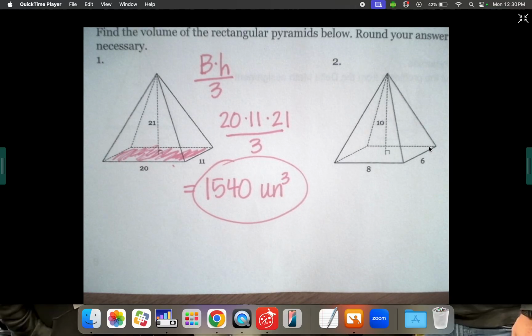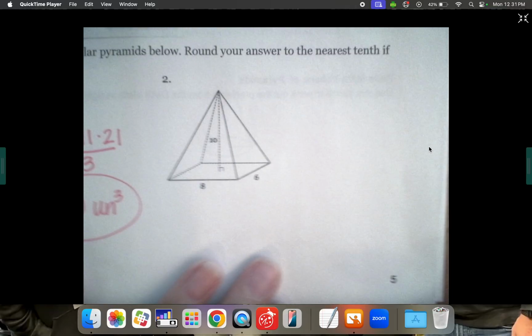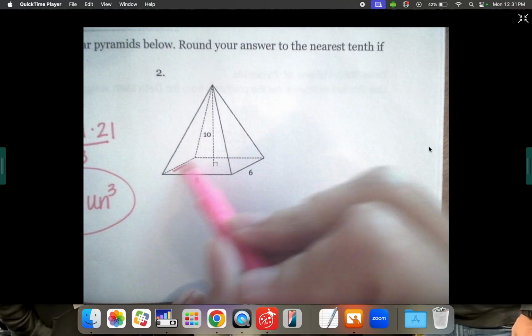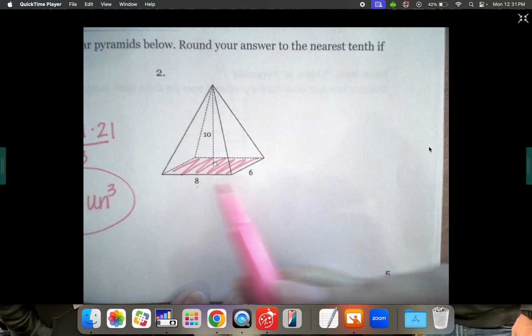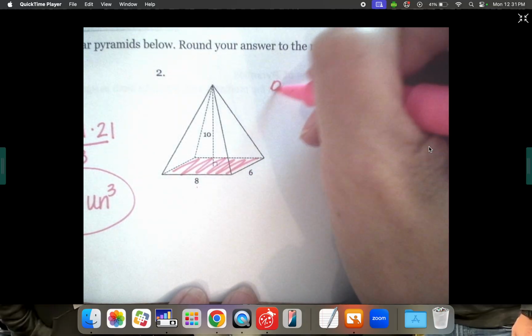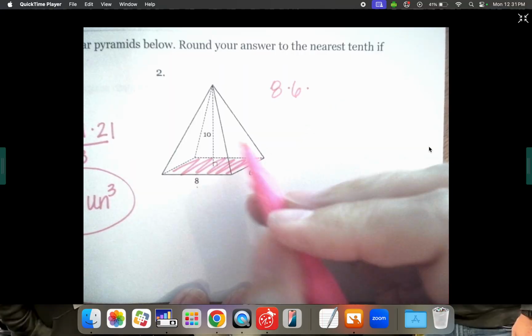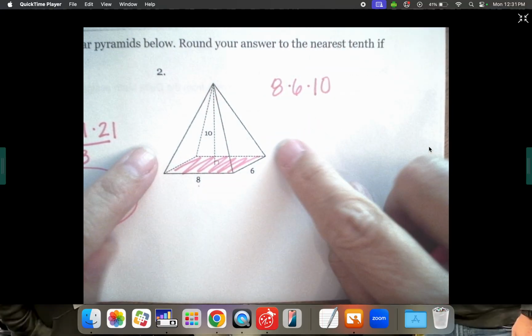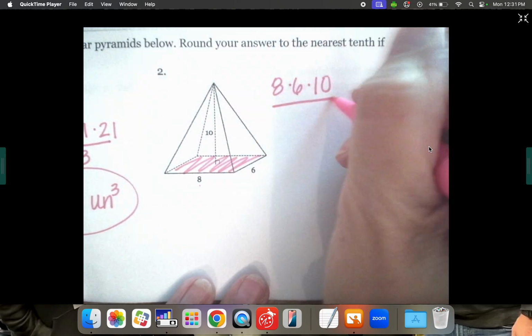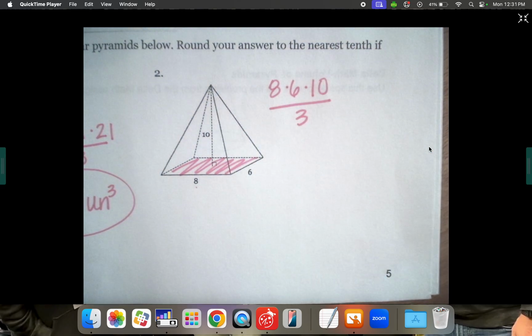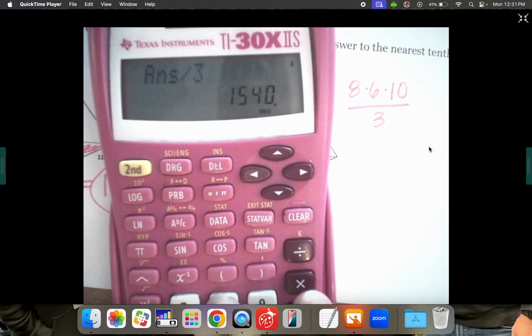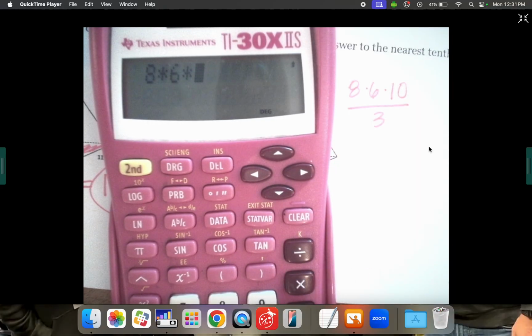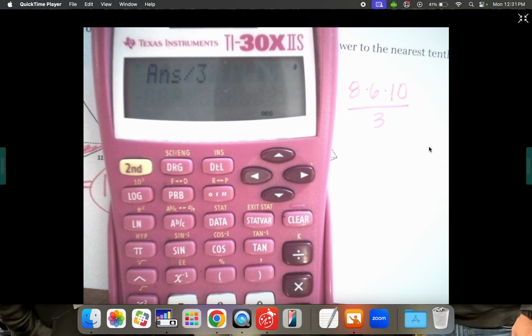All right, let's do another one of these with a rectangular base. The base is 8 by 6, so we need to multiply 8 by 6 times the height, which in this case is 10, and then that whole thing, since it goes to a point, we're going to divide by 3. So in your calculator, 8 times 6 times 10 equals divided by 3.